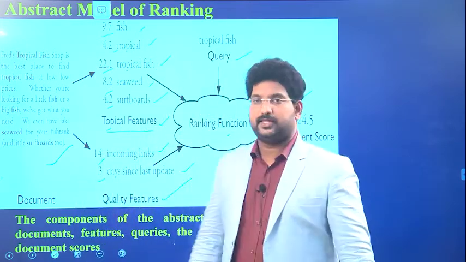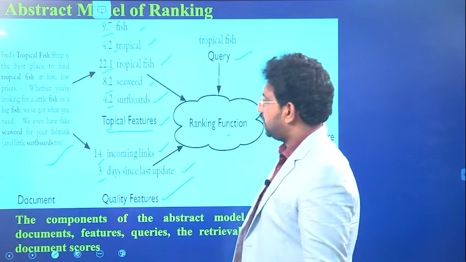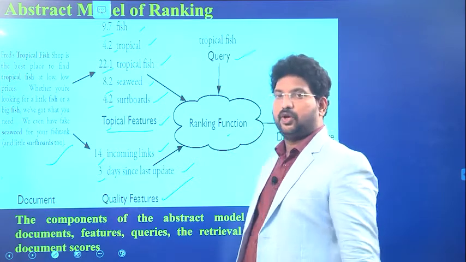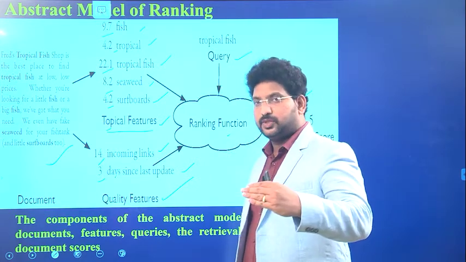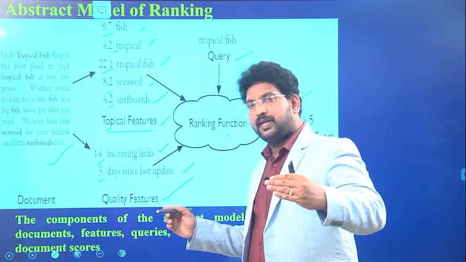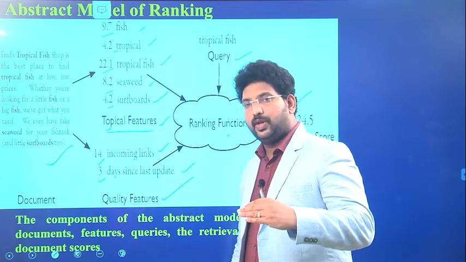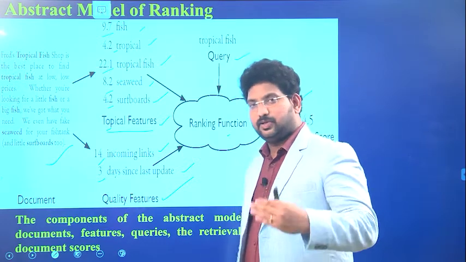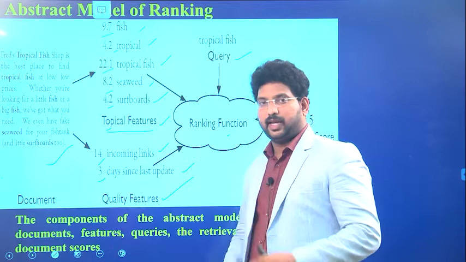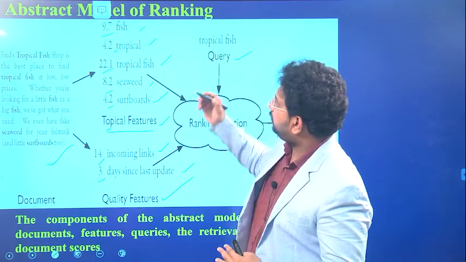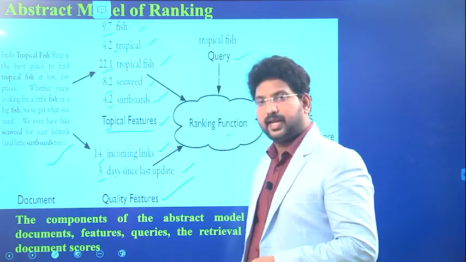As we already know, the documents which are assigned the highest score will most probably be related to the query, and the documents with the lowest score will be less related to the query. This is about the abstract model of ranking.